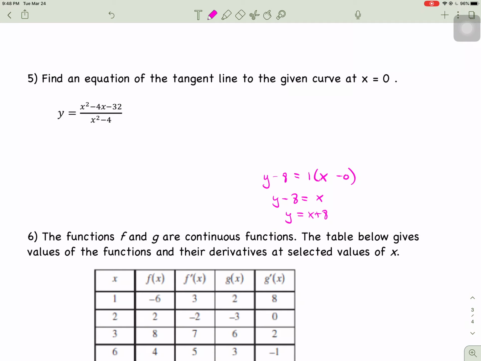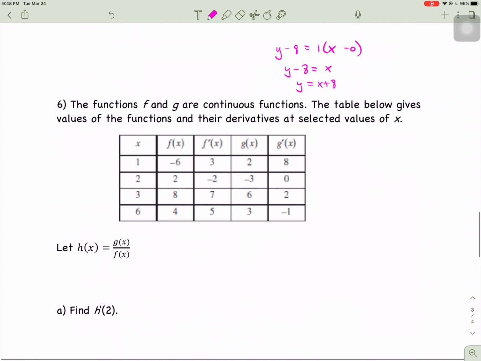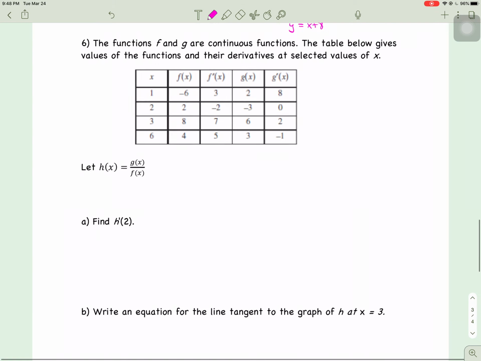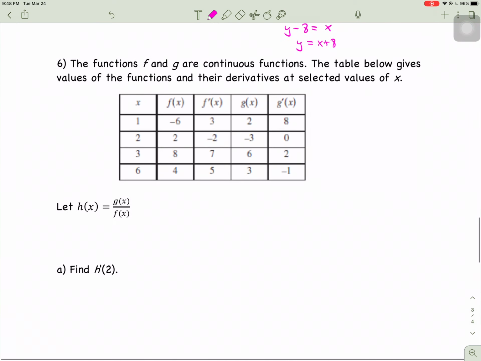Okay, now, the last problem here is a little tricky. It says, let h of x equal g of x times f of x. So take a look. Here's a table. It tells you when you plug in certain x's what you get. When you find the derivative, what you get, g and g prime as well.